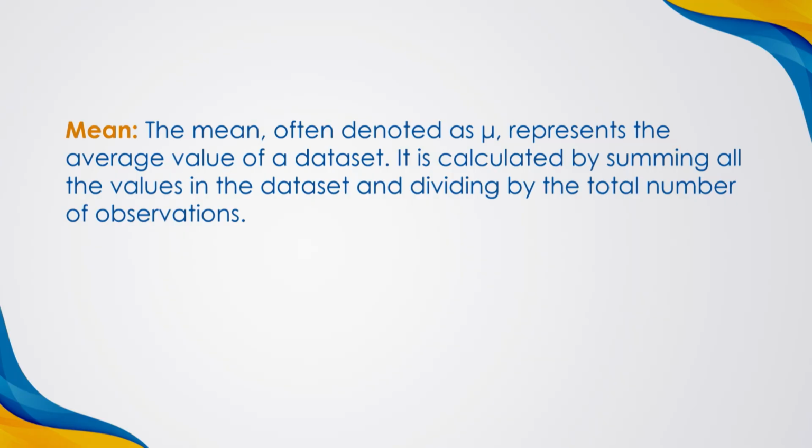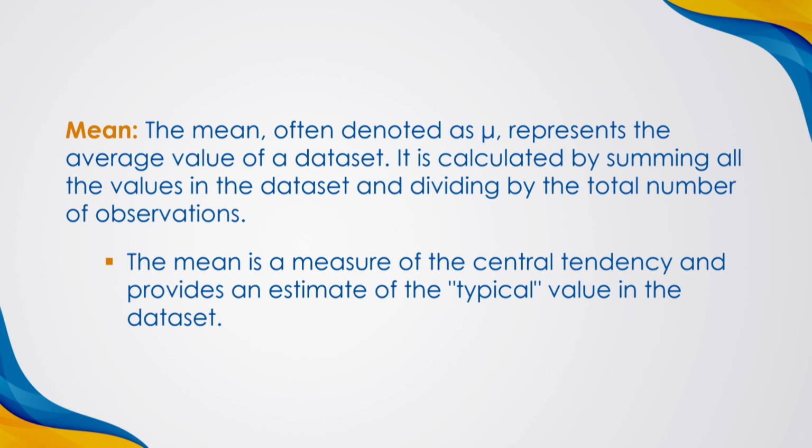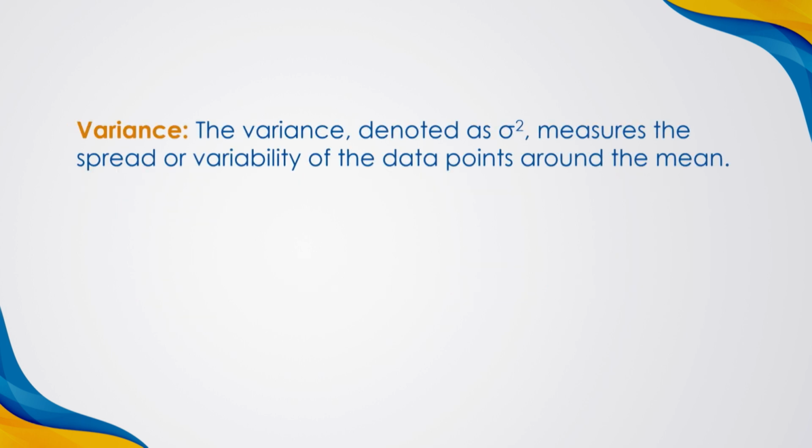The mean, often denoted as mu, represents the average value of the data set. It is calculated by summing all the values in the data set and dividing by the total number of observations. The mean is a measure of the central tendency and provides an estimate of the typical value in the data set. The next measure is variance.